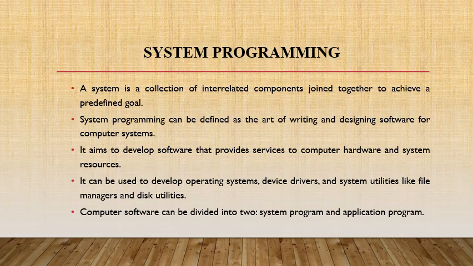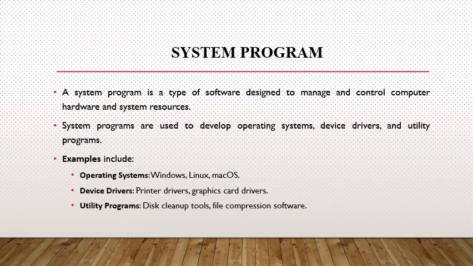So system programming can be divided into system programs and application programs. A system program is a type of software designed to manage and control computer hardware and system resources. As earlier stated, these resources include operating systems and so on and so forth. System programs are used to develop operating systems, device drivers and utilities. I think we've already stated this point, and these examples too.